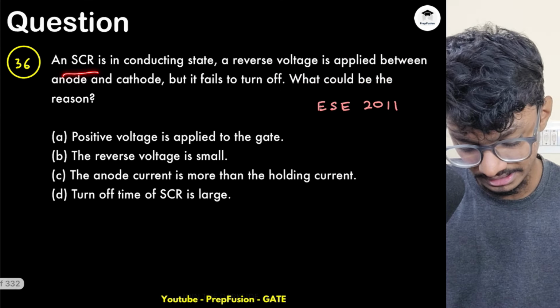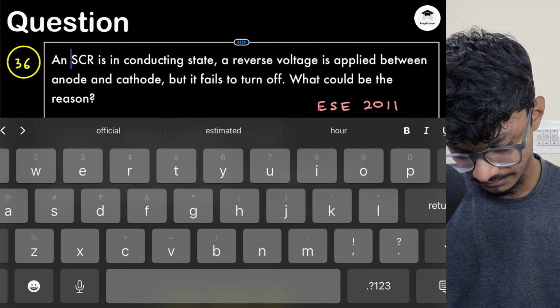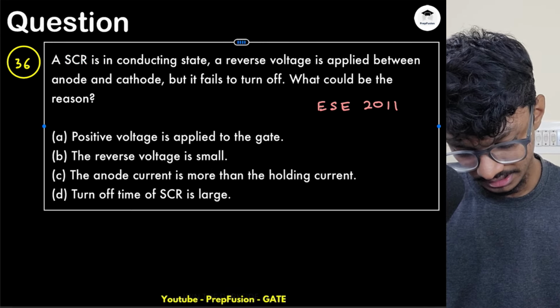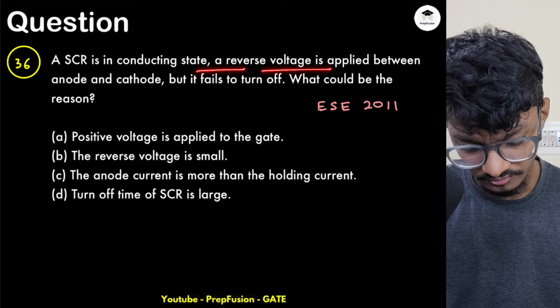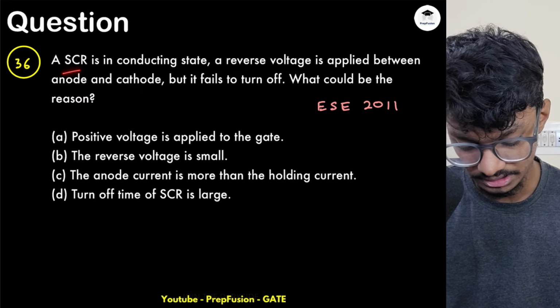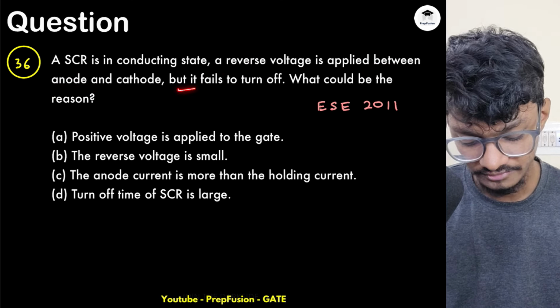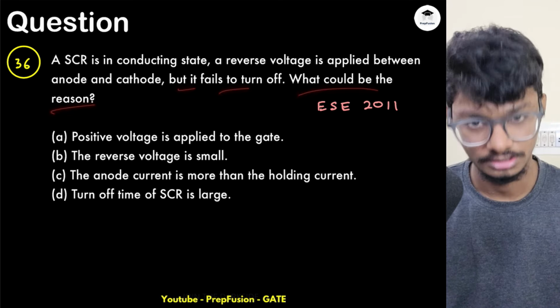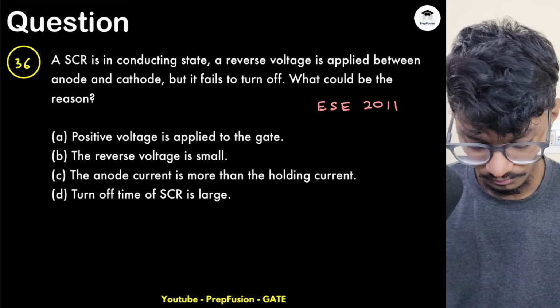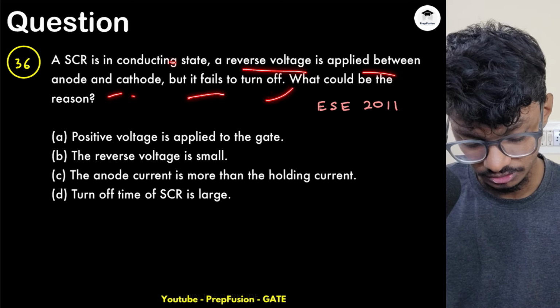Then, an SCR is in conducting state, a reverse voltage is applied between anode and cathode, but it fails to turn off. What could be the reason? So a reverse voltage is applied between the anode and cathode, but it fails to turn off. What could be the reason?